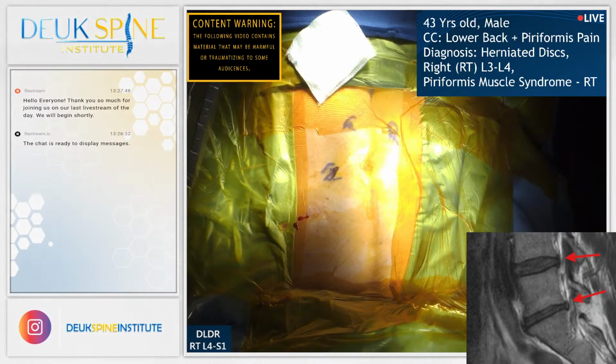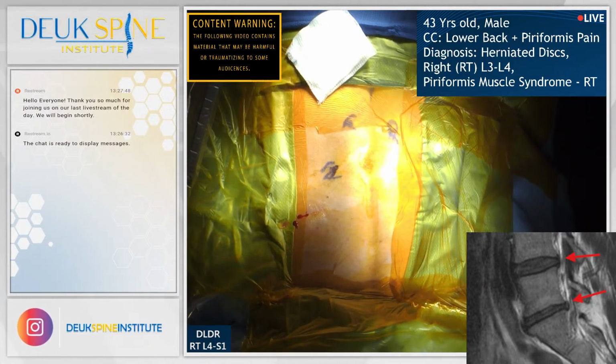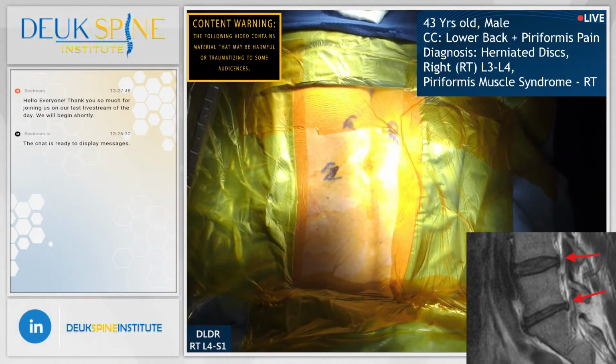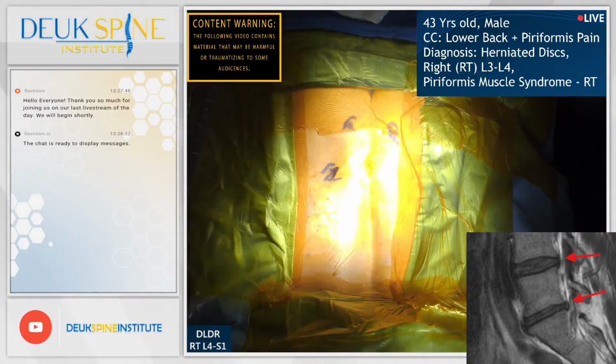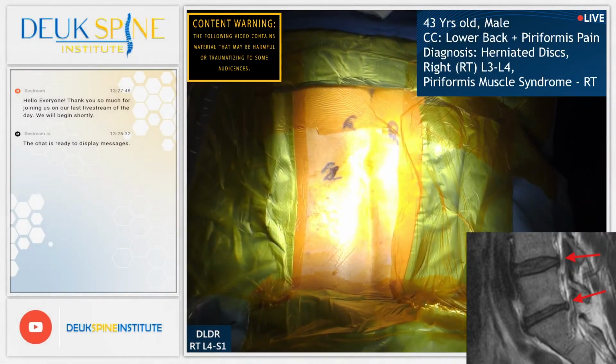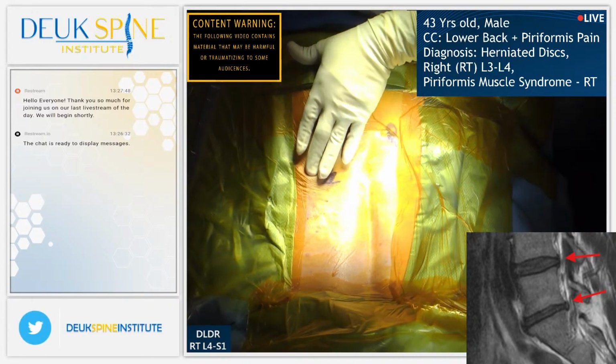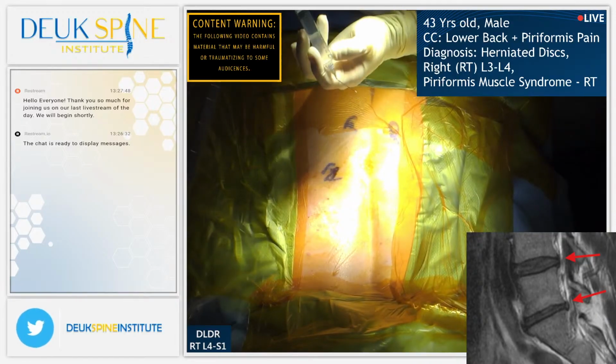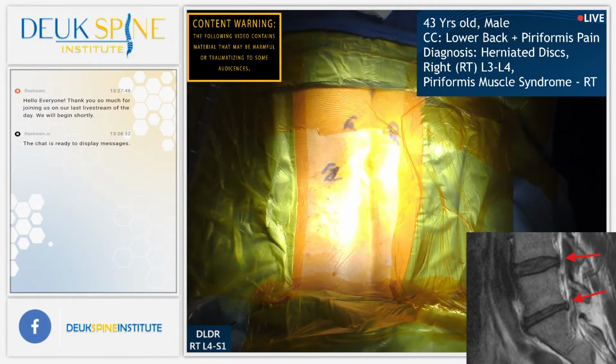Our patient comes from New York. He's been suffering with back pain for over 2 years. He's had a history of microdiscectomy in the past, and during that procedure up in New York, they took away bone and ligaments from his spine, which in my opinion causes instability and pain later on. So he's here with back pain that he wants to get rid of.